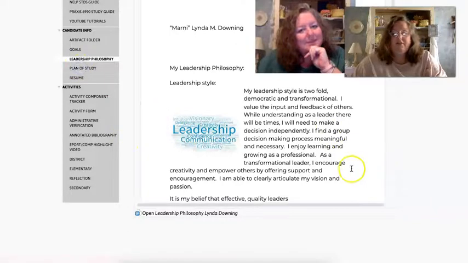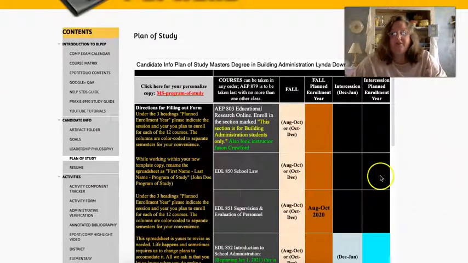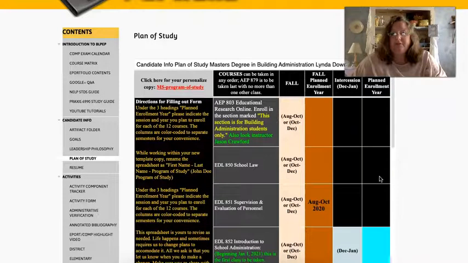All right, the next tab is the plan of study. This is my plan of study that I have completed. I am working on or finishing my master's degree in building leadership.